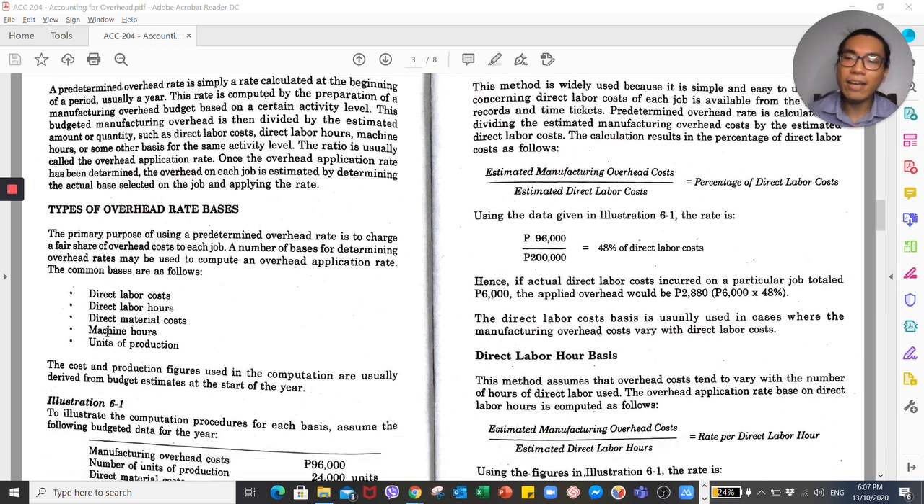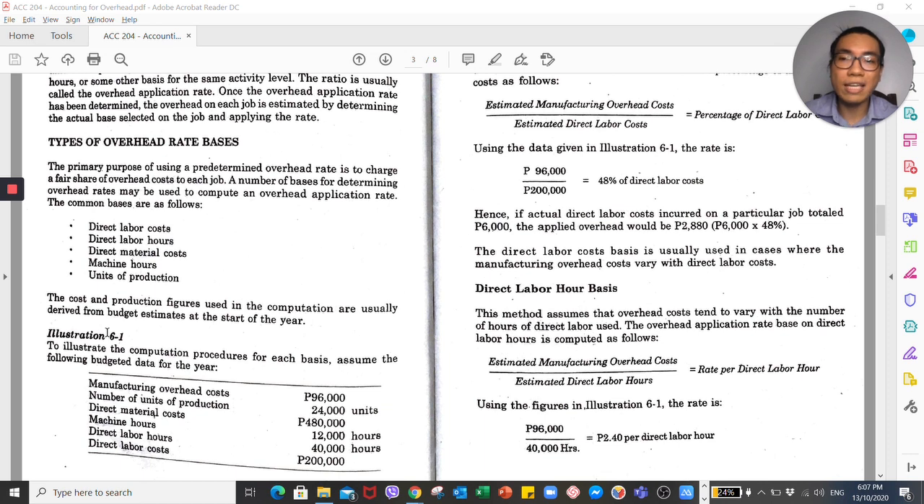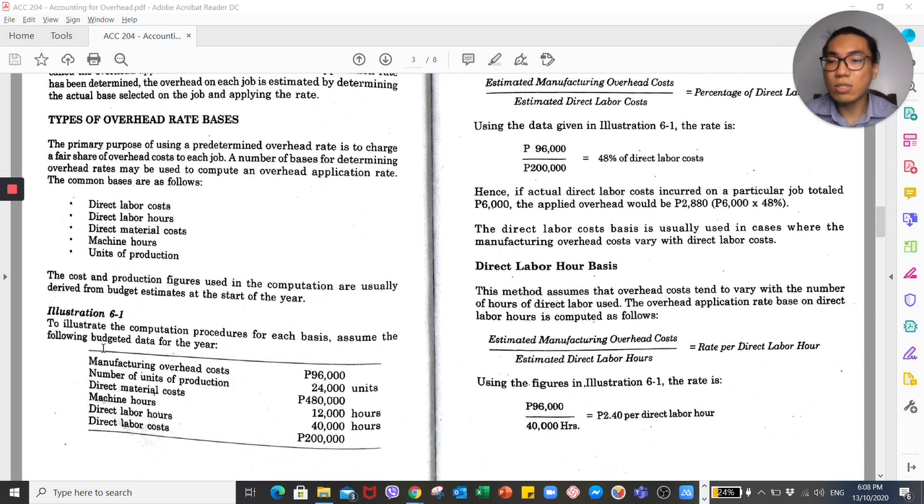Yan. Ayun. So, for us to see how we compute for the overhead rate basis, first, let's take a look at this illustration. Ayan. So, for this particular illustration, given yung total overhead cost natin, and we'll compute ano ba yung naging predetermined overhead rate natin.